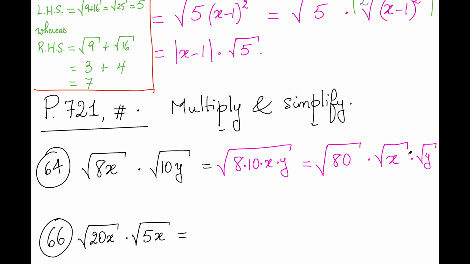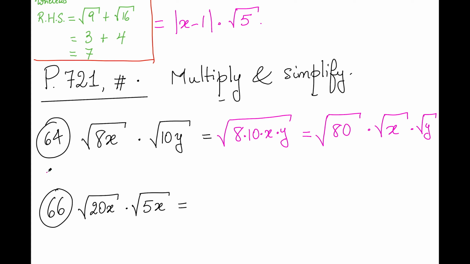Correct? This one is simplified, this one is simplified. We're good because the power here is 1, which is smaller than the index. Each one is simplified. I still have to simplify the first part. Certainly 80 has a divisor which is a perfect square, a perfect second power. So I can simplify this guy. Let's do so.